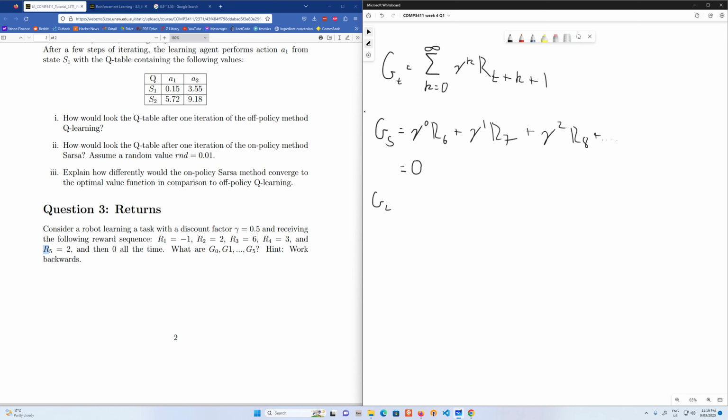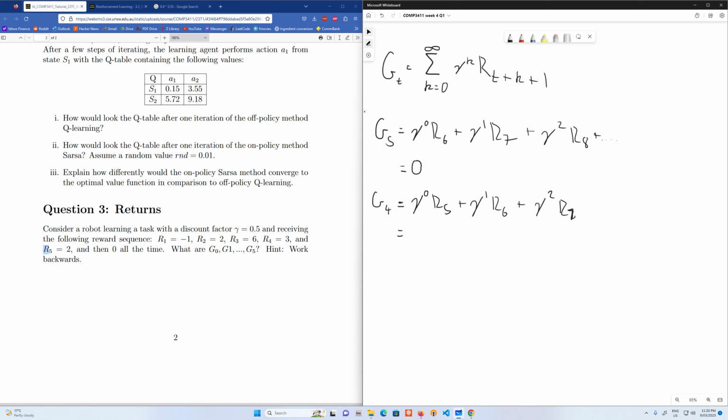Let's take a look at G4. If we do the same thing as we did for G5, we get gamma to the power of 0, but this time we start at reward 5. But the terms will increasingly go up, that's going to be 7. But just like for G5, our rewards increase by 1 like that.